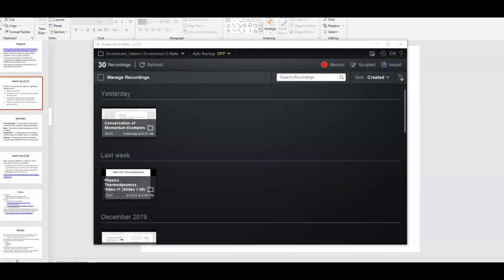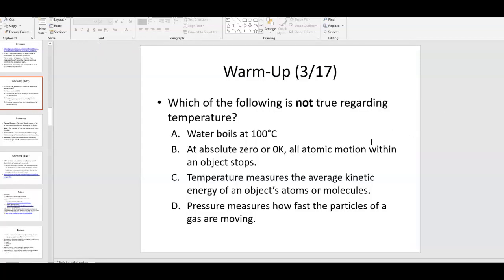Hello. Okay, so today we are continuing on in the second day of our thermodynamics unit. The first thing we're going to do today is just take a quick look at this warm-up question to review the things we talked about during the last lesson. So the question says, which of the following is not true regarding temperature?